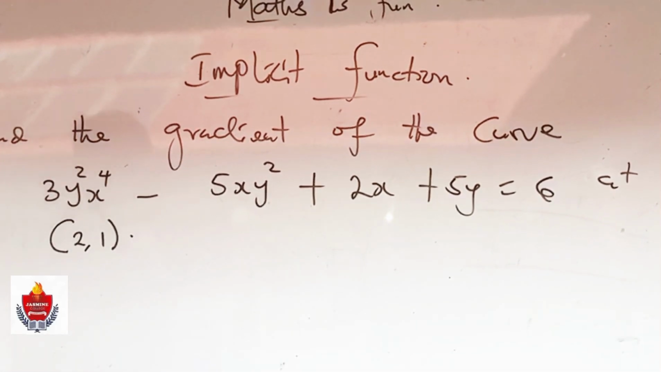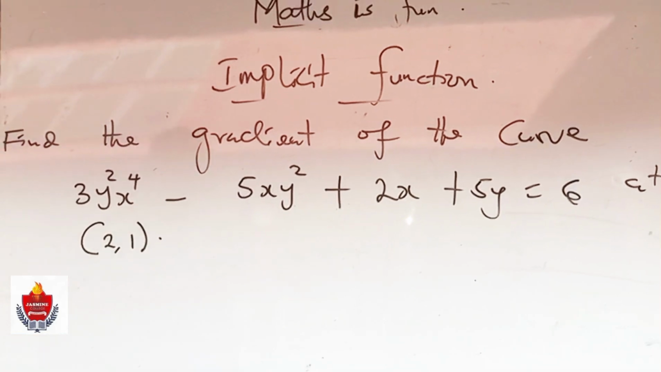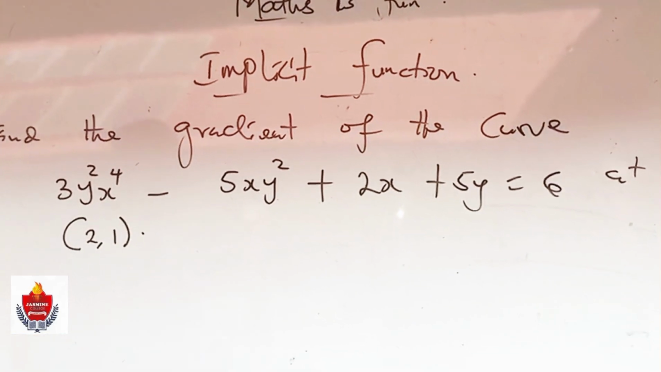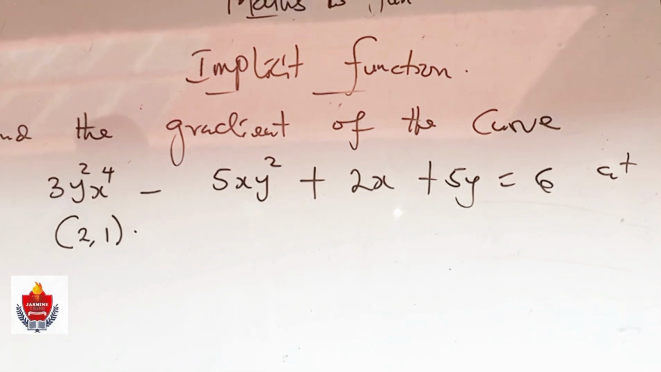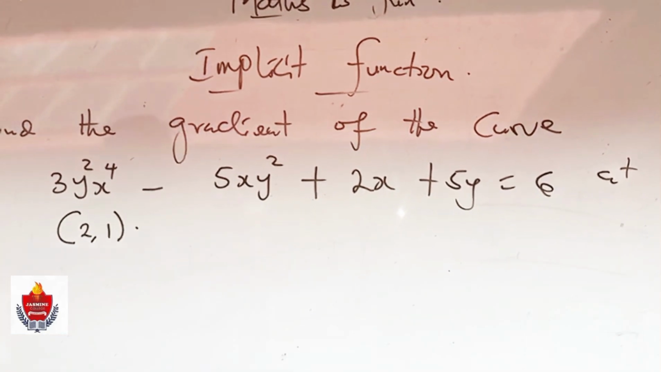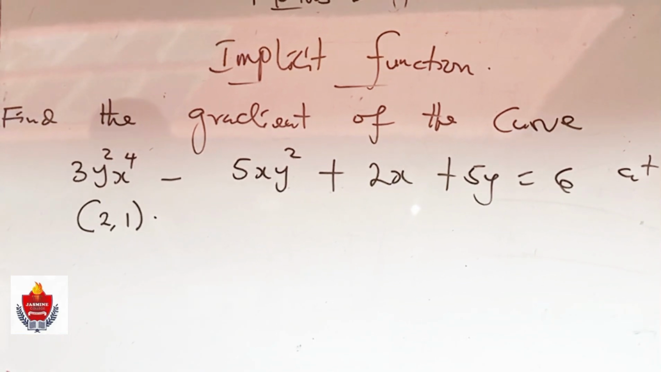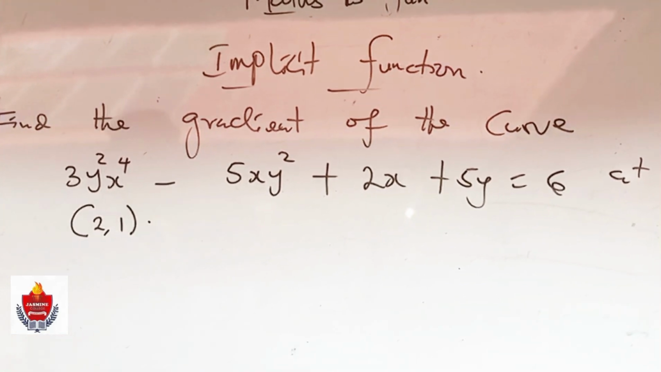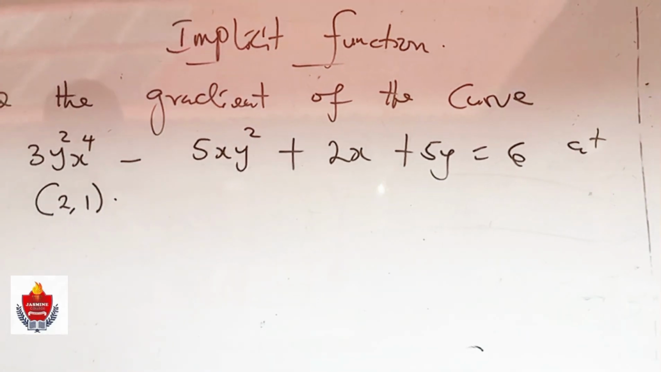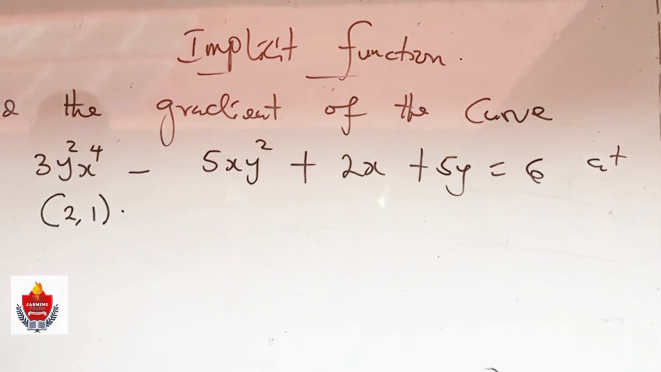Welcome to this video. In this video, we'll be talking about implicit function. Implicit function is another topic in further mathematics that must be learned. Now, when we say implicit, implicit connotes latent, or partly. So to differentiate implicitly means to differentiate partly. You differentiate partially. Are you okay?